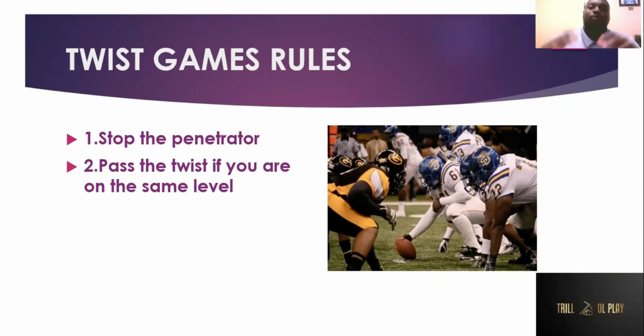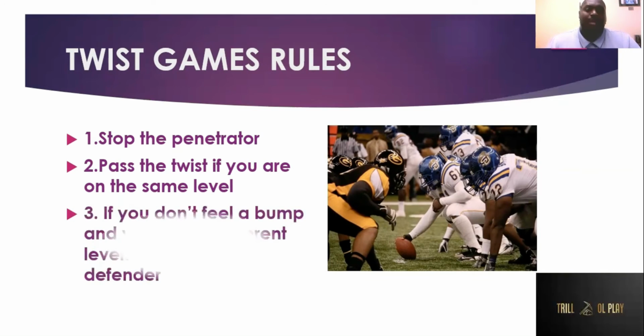All right. So we want to stop that penetrator by jamming that guy. And we want to pass that guy. We don't feel that guy and we don't want to pass him, which is the next slide actually. But we want to be able to pass that guy off and yell bump, bump, bump to the guy next to us so that they know that we're going to take the looper on the twist game.